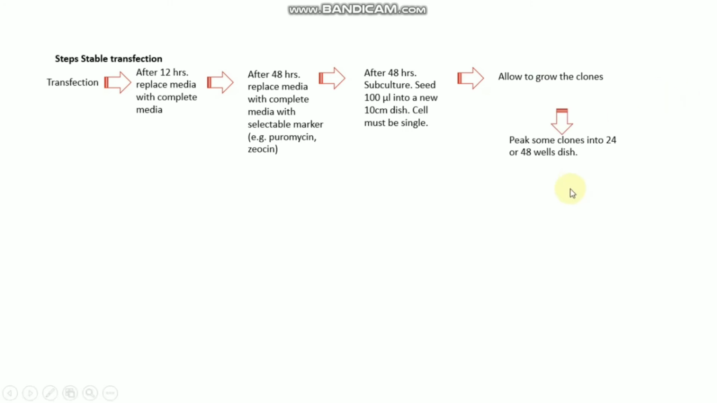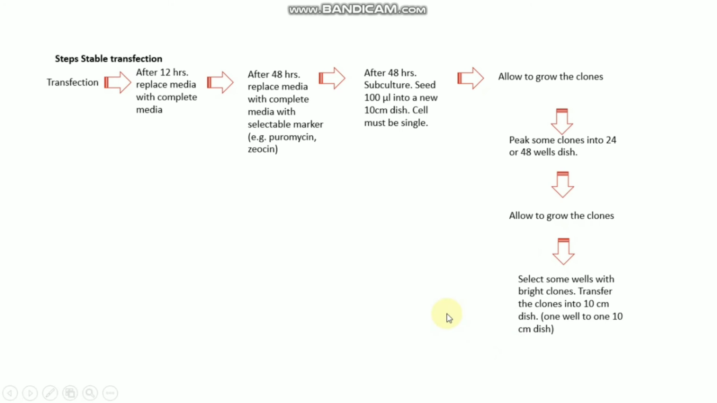And then when you check under the microscope and see that the clones are big enough, you have to pick some good clones into a 24 or 48 well dish. It's up to you how many good clones you can pick. One clone in each well, and then in the 24 or 48 well dish, you have to allow the clone to grow.